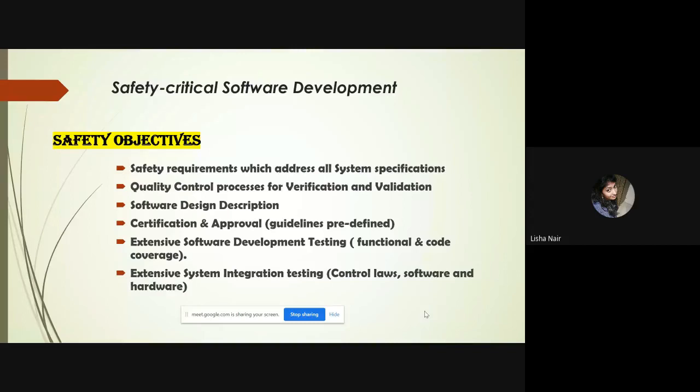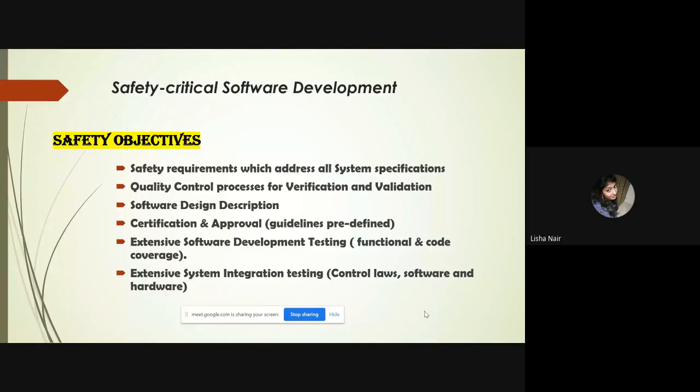I believe you would have heard about standards. Every industry has its own standards, like the IEEE standard for the engineering aspects. We have certain standards for each of these industries, like avionics and locomotive. Everything has different standards, and the primary objective of those standards is to take care of the safety objective.